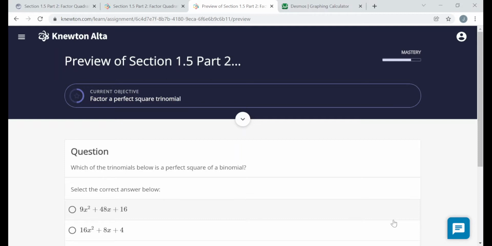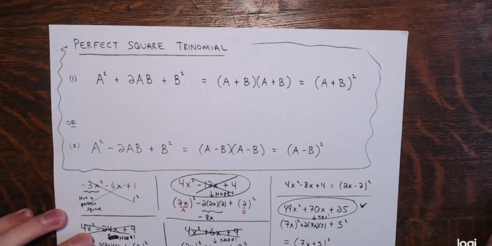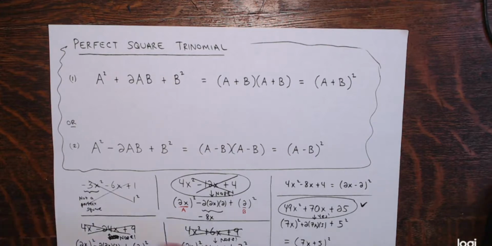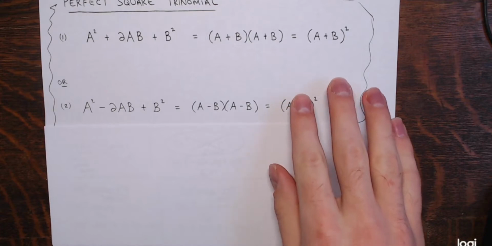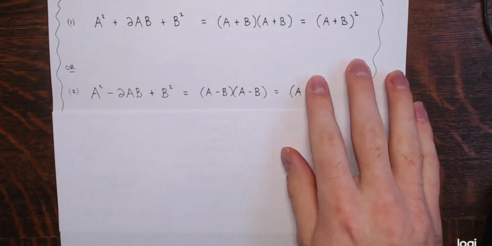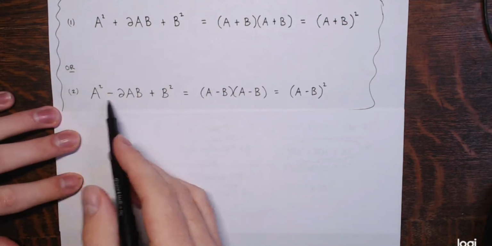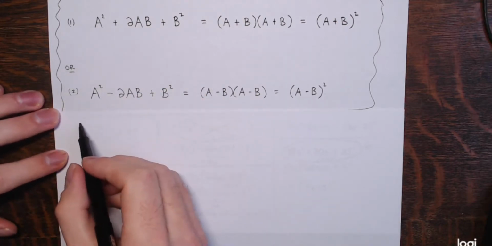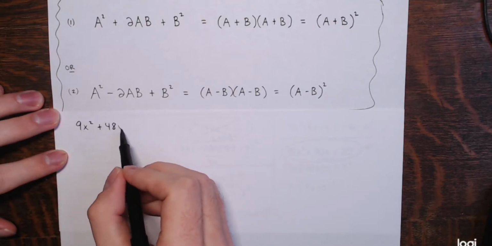Alright, so here's another one where we're asked to identify which one of these is a perfect square trinomial. Here were the perfect square trinomial forms. Again, let's leave them up, and then we'll go through each one of these and see which ones are in one of these forms. So the first one we're given is 9x squared plus 48x plus 16.